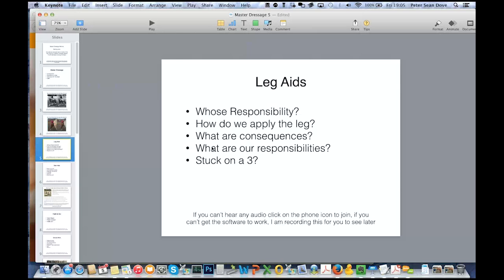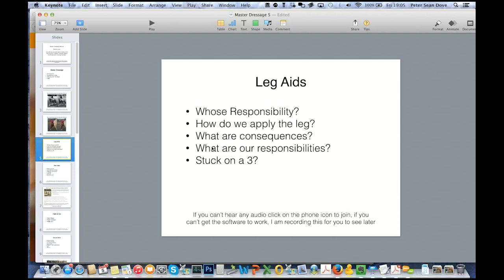There are lots of words used to describe how to apply the leg. I'm sure you've heard them all before: squeeze, push, kick. Actually, that's probably about the range of it. If anyone's heard any more interesting ones, they can type it up in the chat.